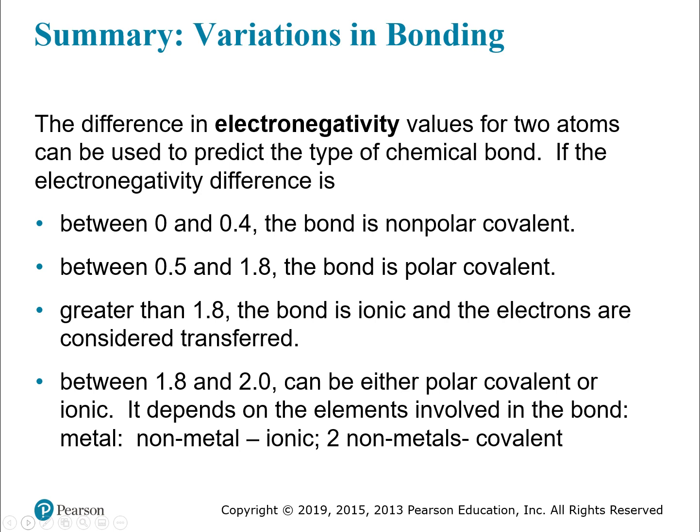So this is a summary slide. It tells you the different types of bonds. So we've got the nonpolar covalent, polar covalent, and ionic. In between 1.8 and 2, you can actually have polar covalent or ionic. It really depends on what elements are involved. So whenever you have the metal plus the non-metal, that's going to be ionic. If you've got two non-metals, it's going to be covalent. So that's just one small caveat.